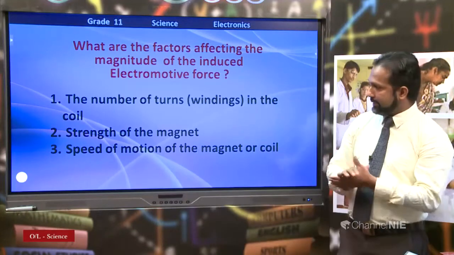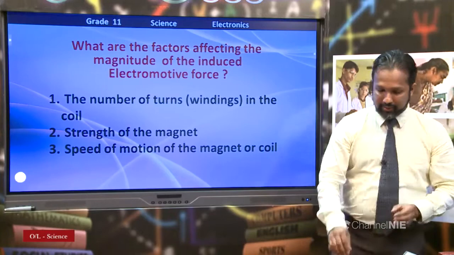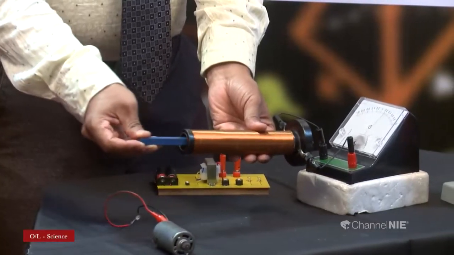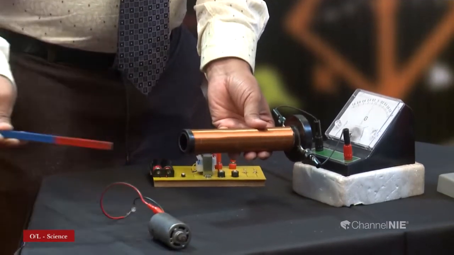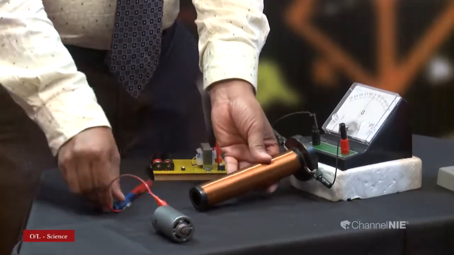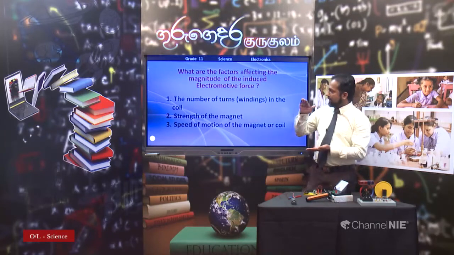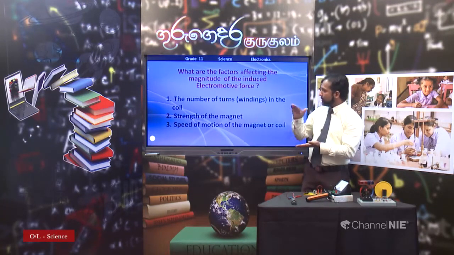Third factor is speed of the motion of the magnet. You can see again, when I move this slowly, there is a slow motion of the galvanometer indicator. When I increase the speed, the deflection also increases gradually. That means the third factor that affects the induced electromotive force is the speed of the motion of the magnet or the coil, right?